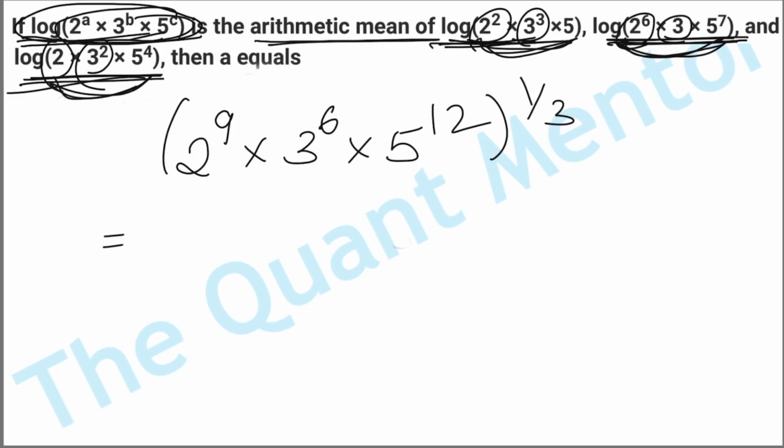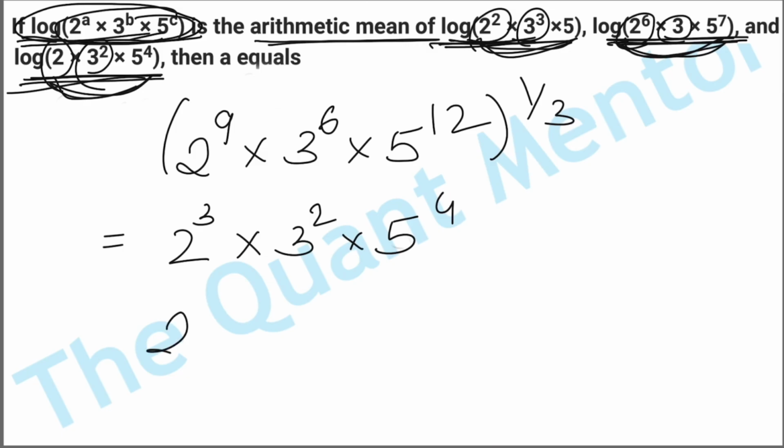So 2 raised to 9, the whole raised to 1 by 3 is 2 raised to 9 into 1 by 3, that's 2 cube. Similarly, 3 raised to 6, the whole raised to 1 by 3 is 3 raised to 6 into 1/3, that's basically 3 raised to 6 by 3 and that's 3 square. Similarly, 5 raised to 12, the whole raised to 1 by 3 will be 5 raised to 12 by 3 or 5 raised to 4.